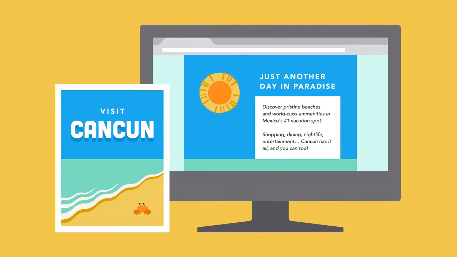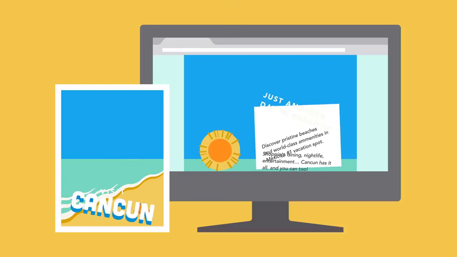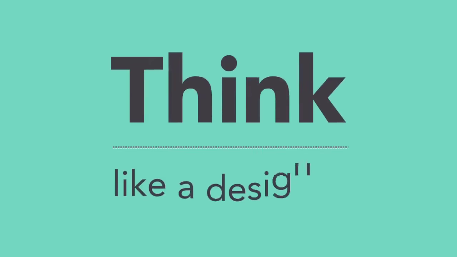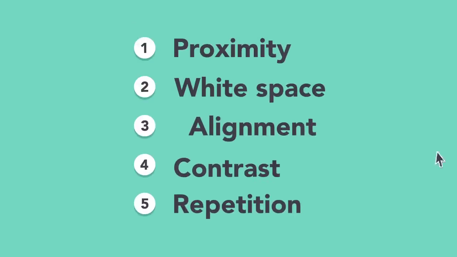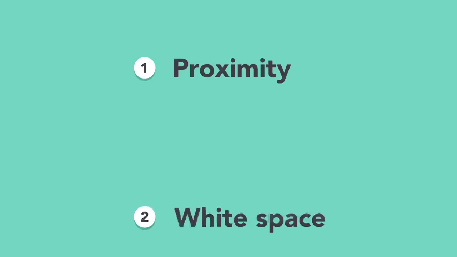Without a well-composed layout, your work would basically fall apart. The key to mastering layout and composition is to think like a designer. Luckily, it's easier than it sounds. There are 5 basic principles that can help you transform your work and sharpen your eye for design. Let's start at the top and work our way down.